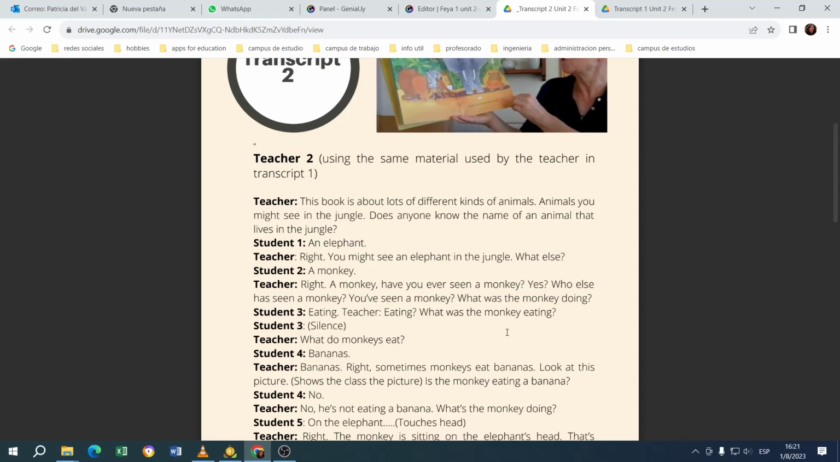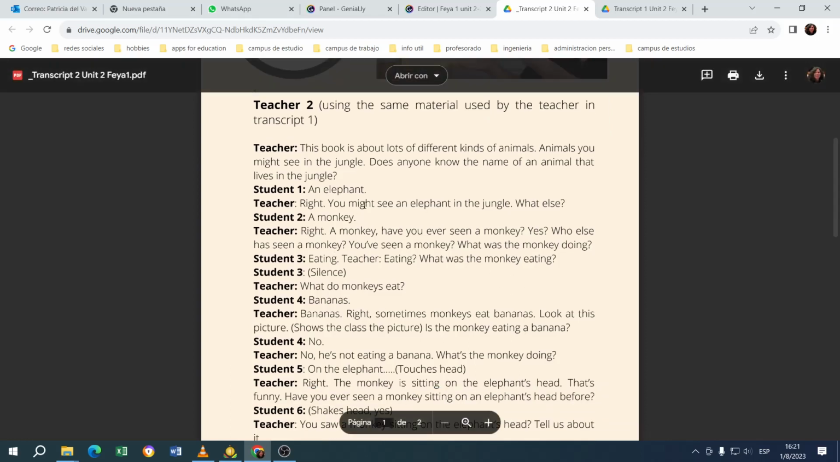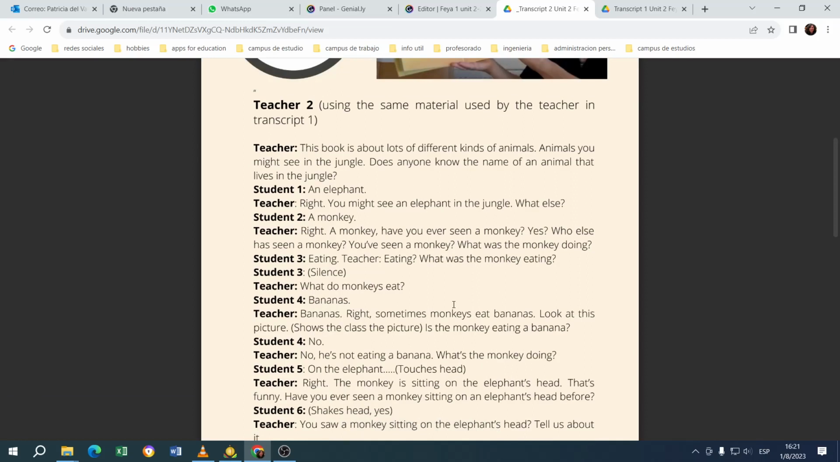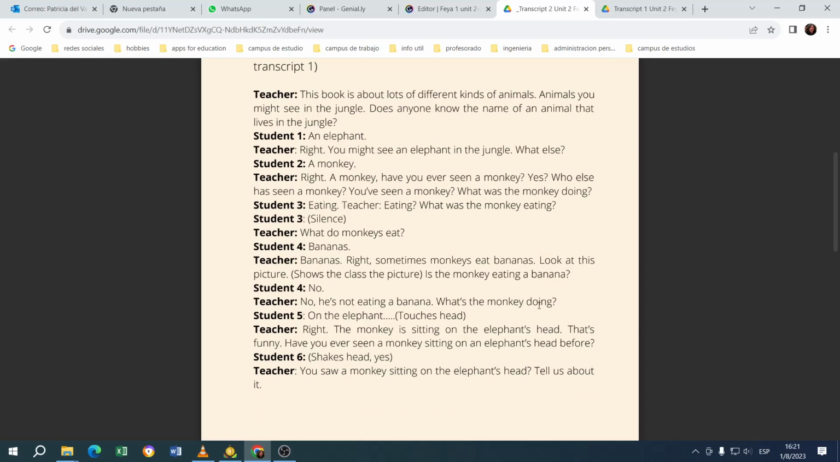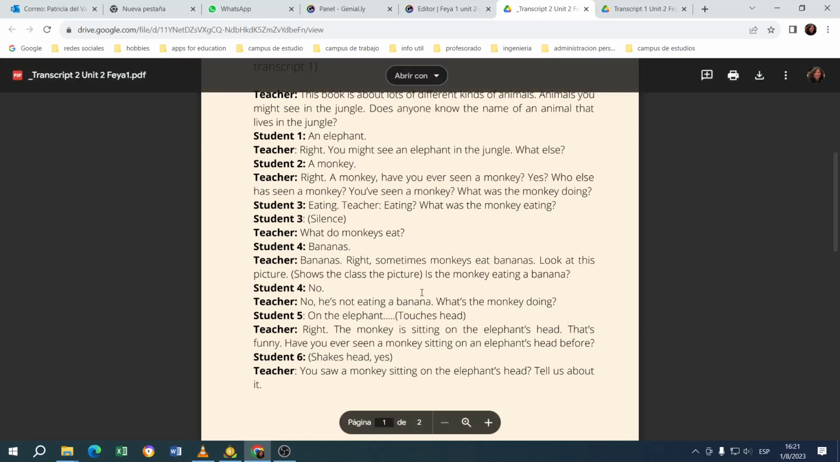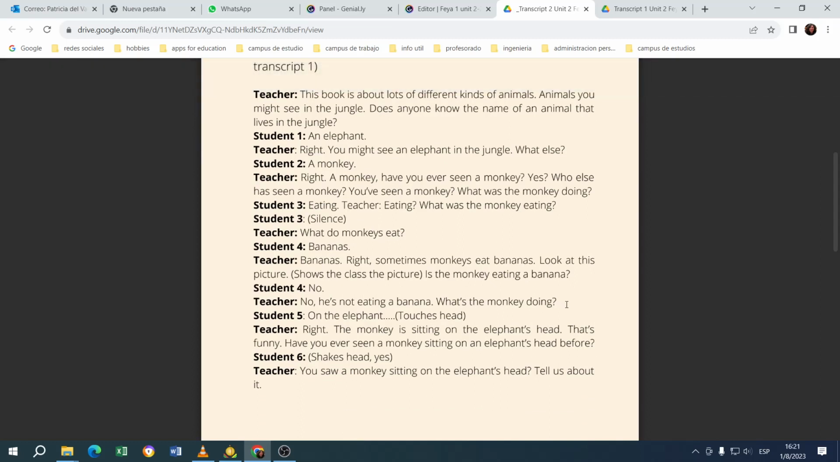An elephant. Right, you might see an elephant in the jungle. What else? A monkey. And then she works with the answers the students give. What do monkeys eat? Bananas, right. Sometimes monkeys eat bananas. Look at this picture. And she shows the class the pictures. Is the monkey eating a banana? No, he's not eating a banana. What is the monkey doing on the elephant? And the student touches his head in order to show more meaning. And the teacher says, right, the monkey is sitting on the elephant's head. That's funny. Have you ever seen a monkey sitting on an elephant's head before?